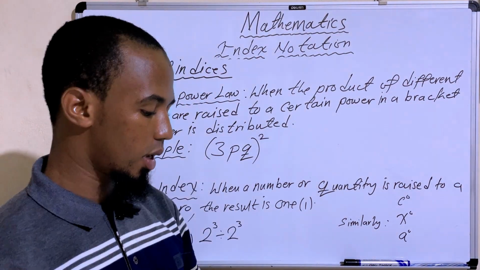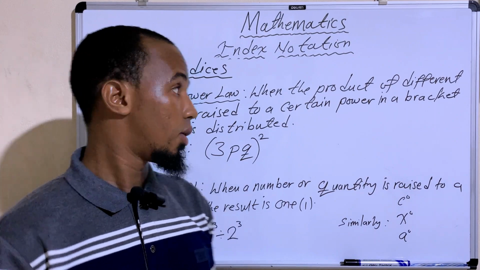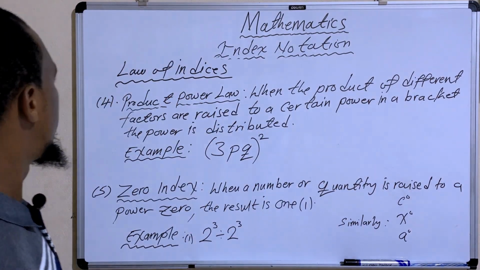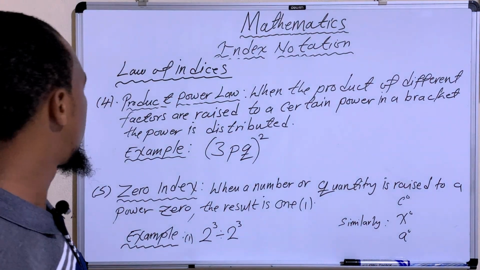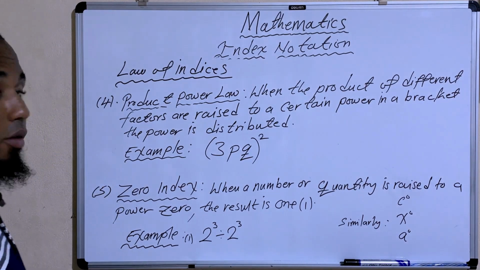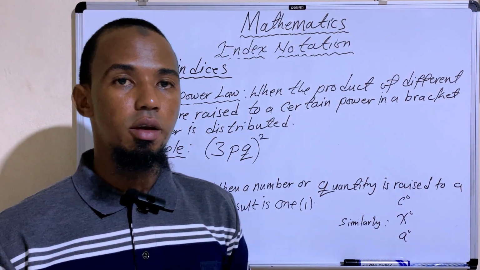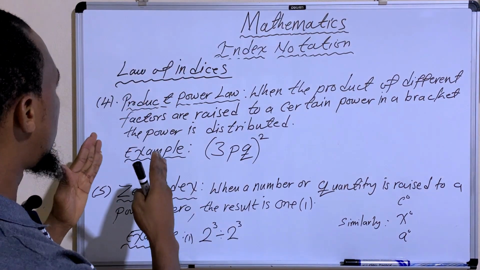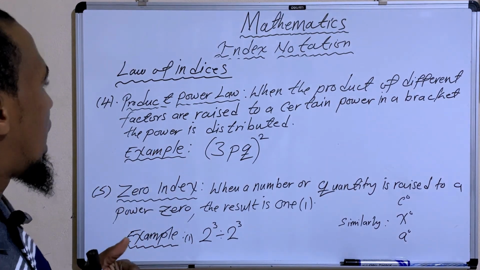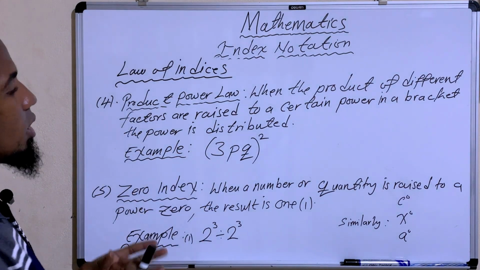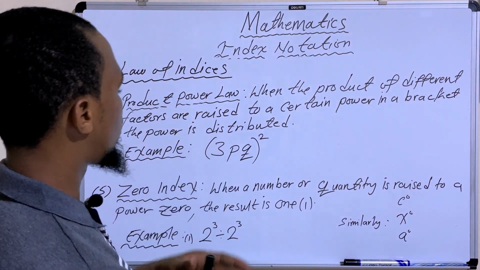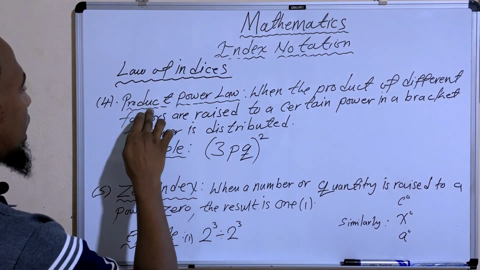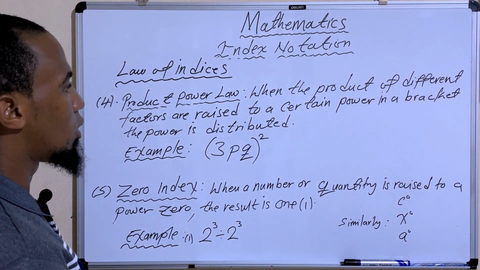Okay, welcome back. Now we look at our fourth and fifth law. Our fourth and fifth law says, for example, you have this type of, let's say, questions whereby we apply the product power law.